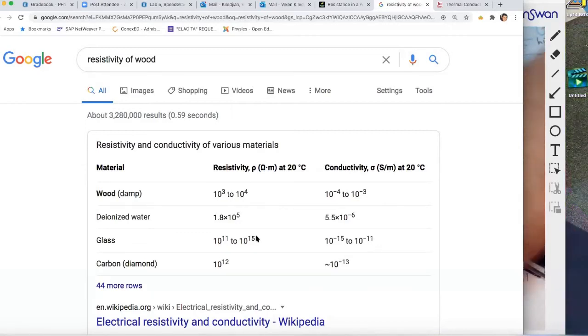Glass. You see, they're giving you a range. So for wood, resistivity is 10 to the 3rd to 10 to the 4th, and then glass is 10 to the 11th to 10 to the 15th. Okay, just to kind of compare.